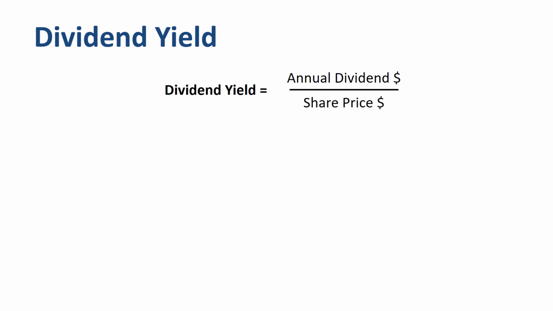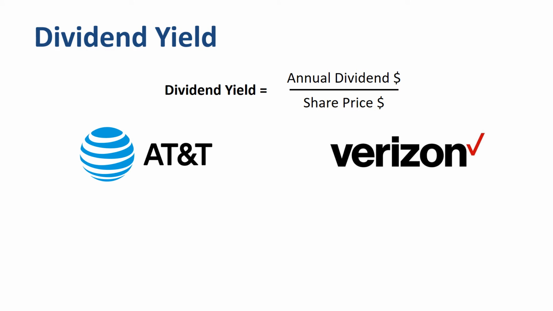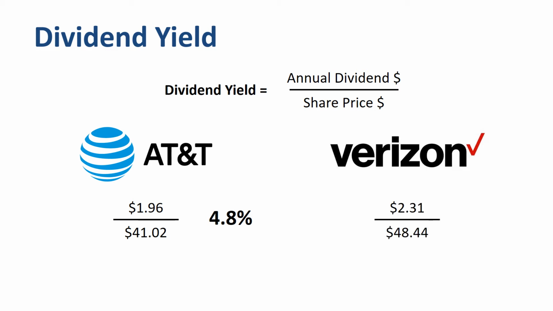Let's make that calculation for both AT&T and Verizon. AT&T has an annual dividend of $1.96 and a closing share price per April 5th, 2017 of $41.02. AT&T's dividend yield is therefore 4.8%. Verizon has an annual dividend of $2.31 and a closing share price per April 5th, 2017 of $48.44. Verizon's dividend yield is therefore also 4.8%.